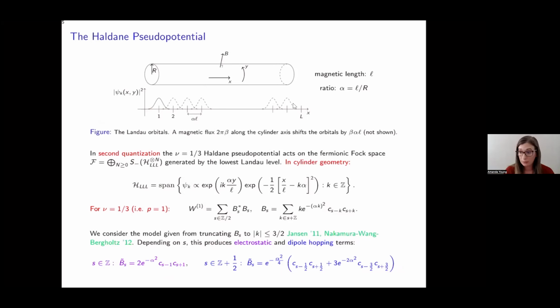But when it comes to proving spectral gap estimates, I mentioned at the very, very beginning that one strategy to do this is to take finite volume models or finite volume Hamiltonians and produce a lower bound on the spectral gap that's independent of the system size. So here, what that's going to correspond to is taking a truncated cylinder, which will correspond to, for us, taking the Fock space generated by the orbitals corresponding to a finite subset of the lowest Landau level.